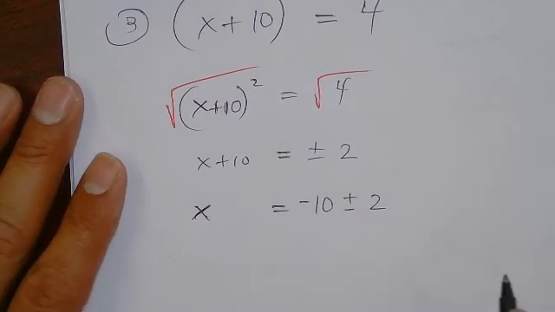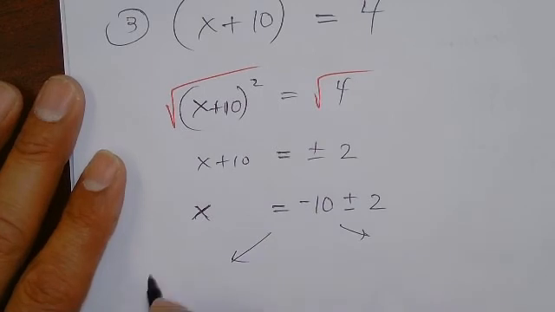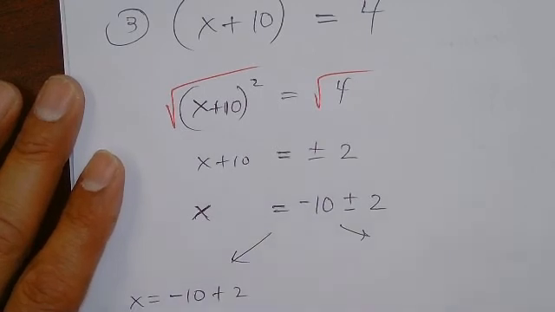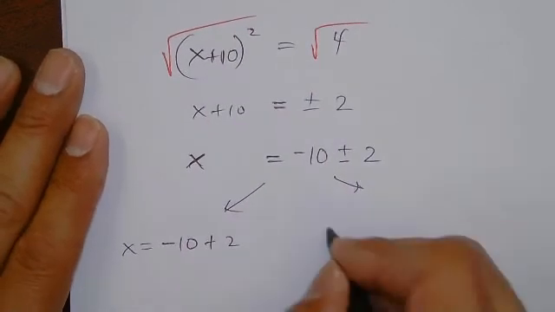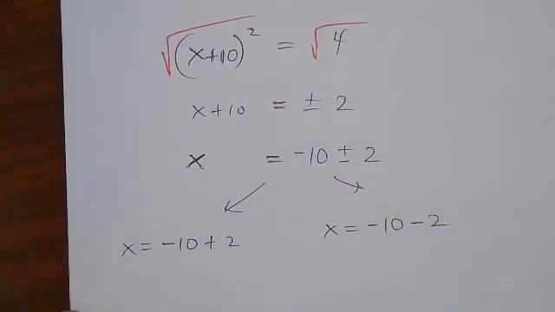And here is where you're going to not mess up and try to start predicting and assuming answers. What is one of them saying? What does the other one say? One of them says negative 10 plus 2. And the other one says what?